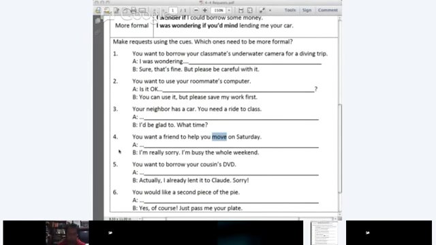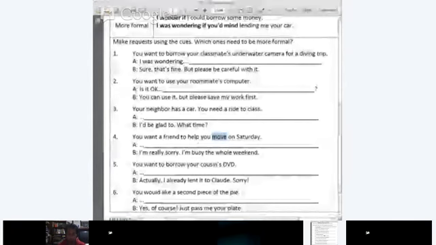All right, number 5 says, you want to borrow your cousin's DVD. How can you ask your cousin? Can I borrow your DVD? Yeah, that's a great one. So it's your cousin, it's someone you know pretty well, and you're just asking to borrow a DVD. It's not a big favor. So I would just say, hey, can I borrow your DVD? Or can I borrow your DVD, please?